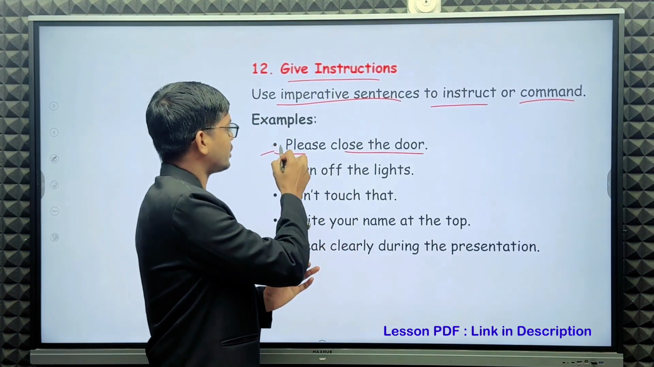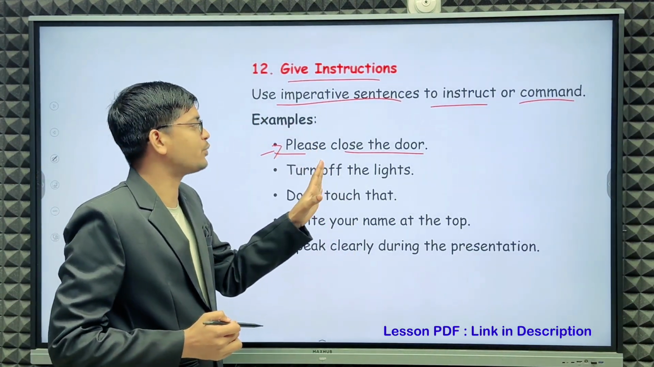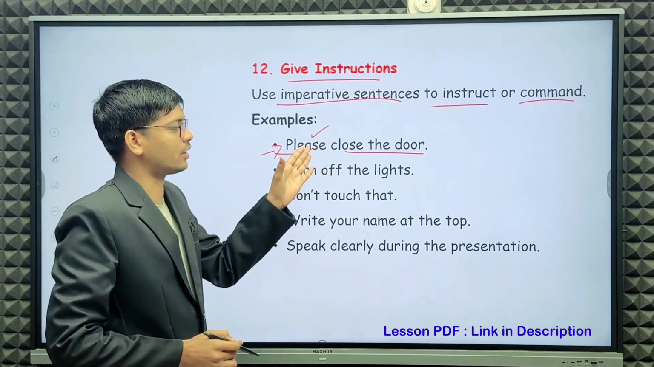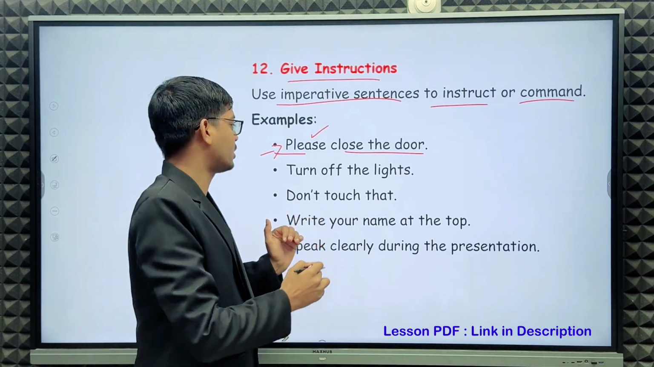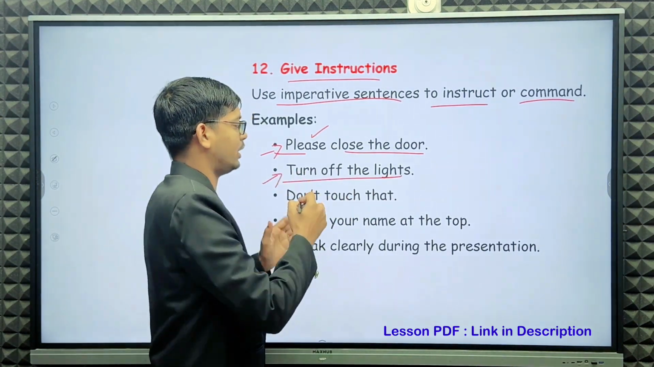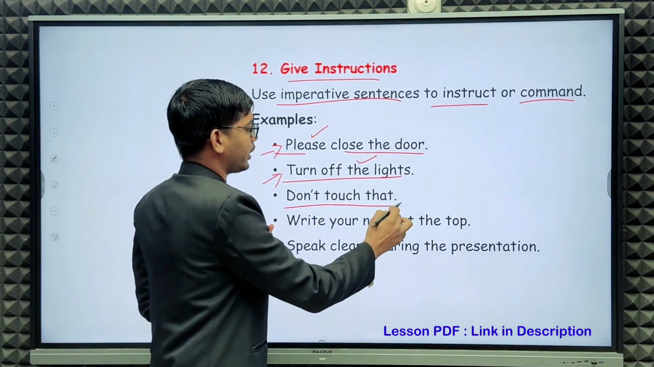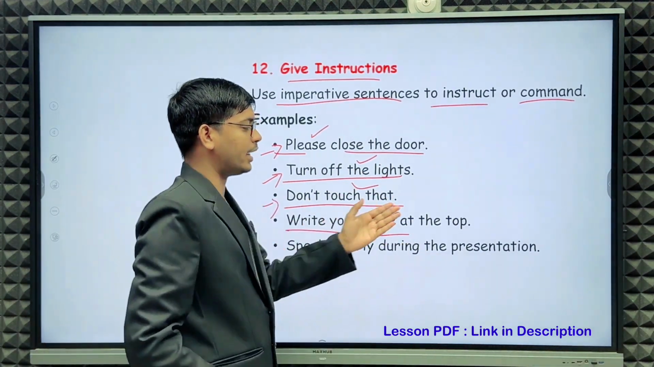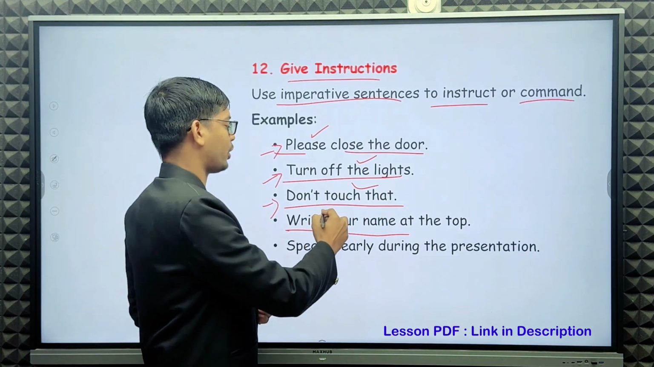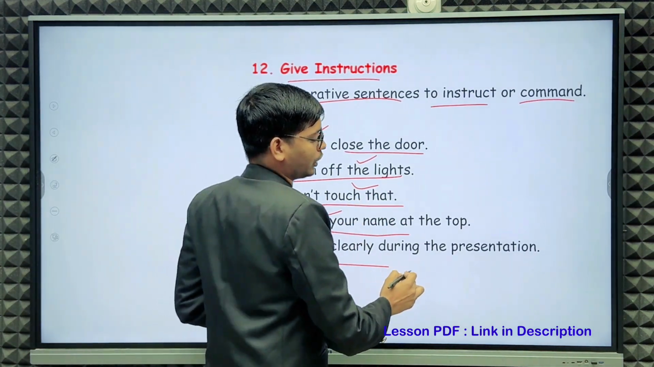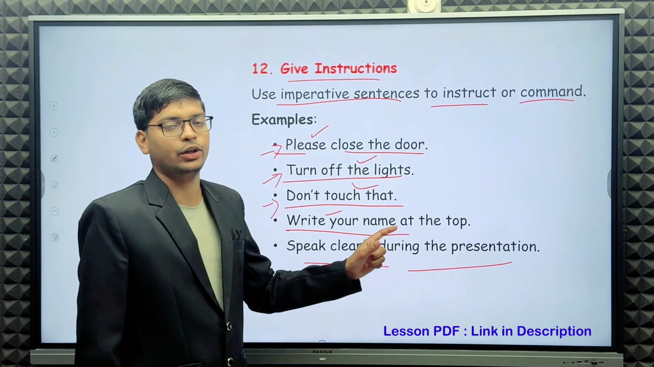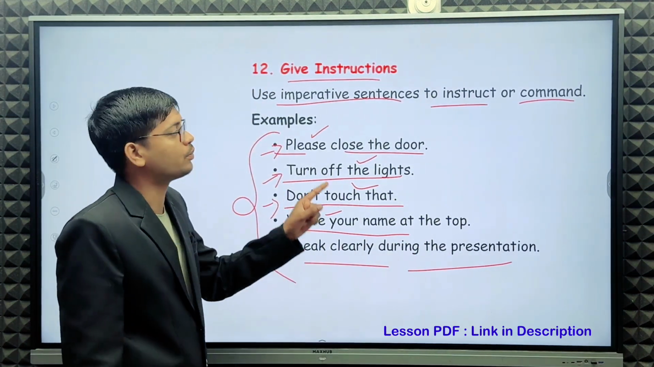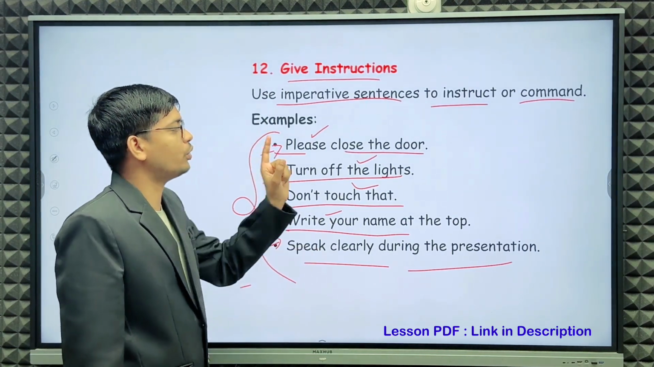This sentence is a type of imperative sentence. Here, "please" shows that this is an instruction. Next, turn off the lights, here is a command. Don't touch that, here is a command. Write your name at the top. Speak clearly during the presentation. These are all types of imperative sentences to instruct or command.